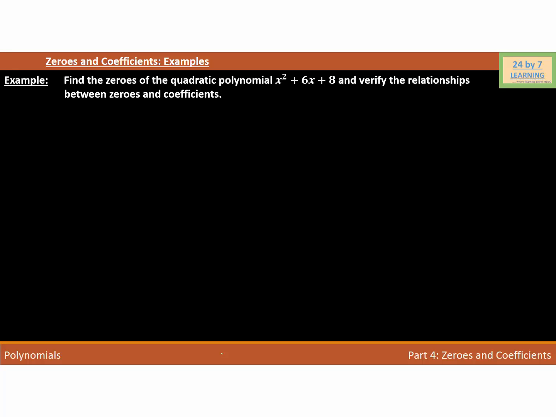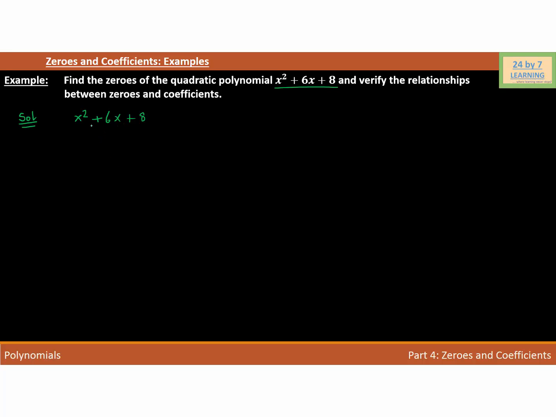Example. Find the zeros of the quadratic polynomial x squared plus 6x plus 8 and verify the relationships between zeros and coefficients. So what we need to do is first simplify this expression. As you can see, we have the quadratic polynomial given as x squared plus 6x plus 8. So I'm going to write it over here, x squared plus 6x plus 8.